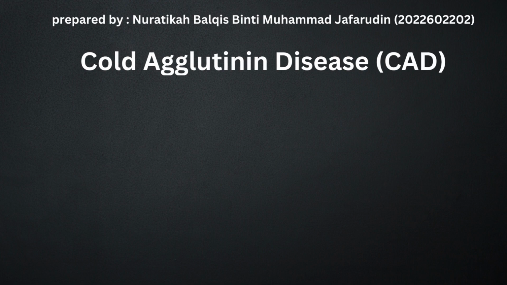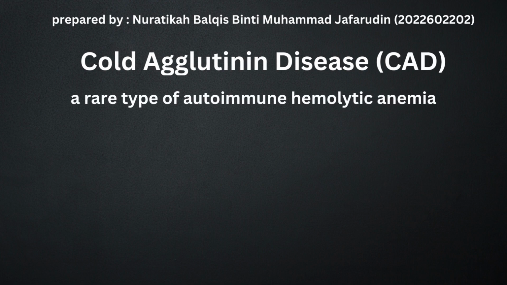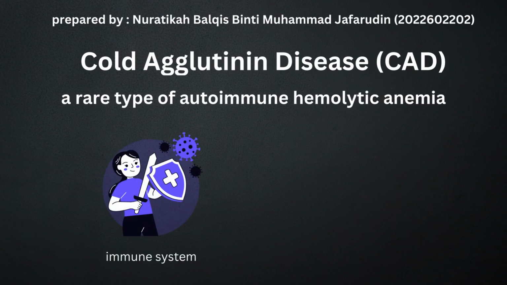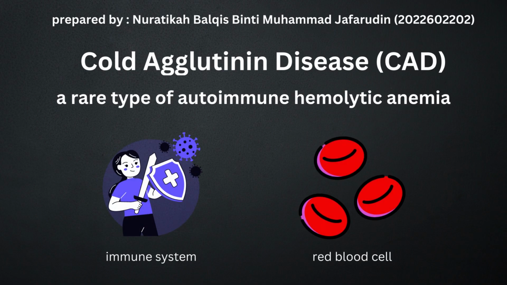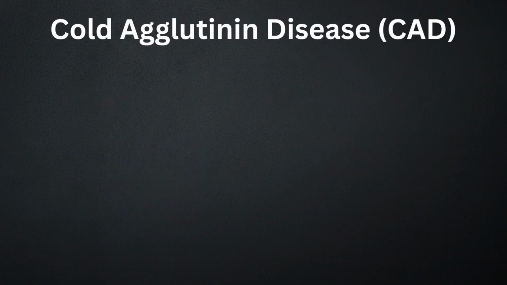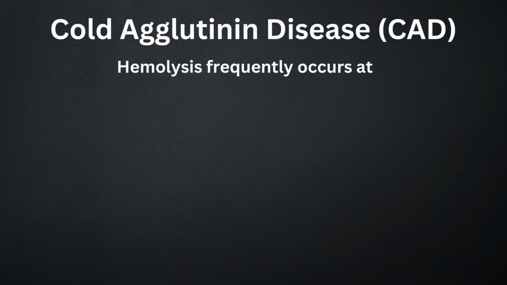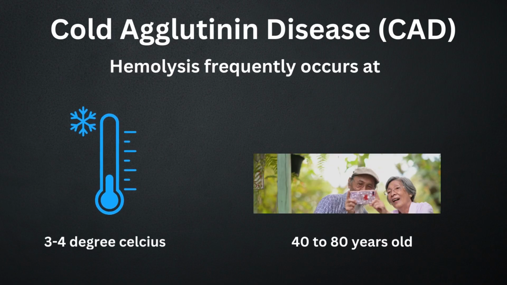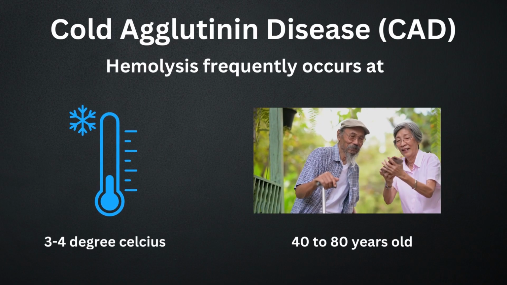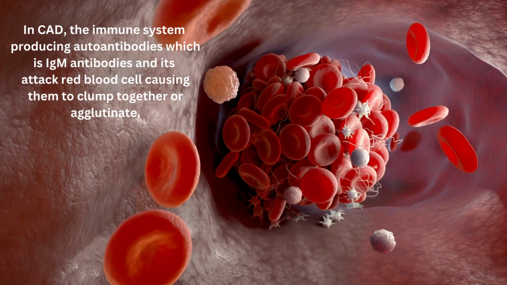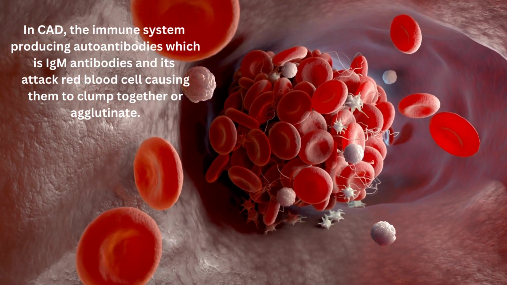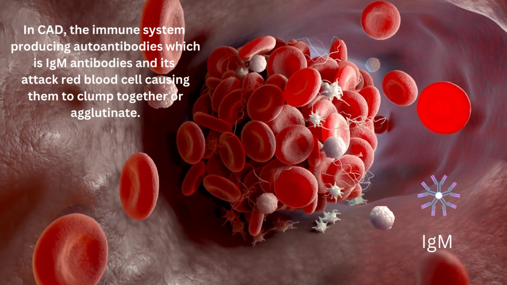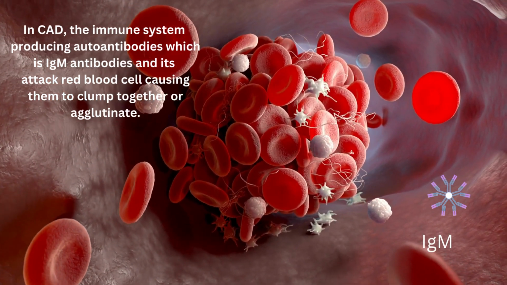Cold agglutinin disease, known as CAD, is a rare type of autoimmune hemolytic anemia in which the body's immune system mistakenly attacks and destroys its own red blood cells. In CAD, hemolysis occurs frequently at cold temperatures between 3 to 4 degrees Celsius and usually in individuals between 40 to 80 years old. In CAD, the immune system produces autoantibodies, which are IgM antibodies, and they attack the red blood cells, causing them to clump together or agglutinate.